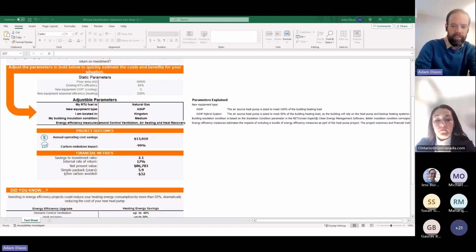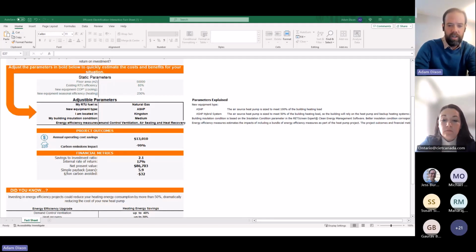99% of our carbon is reduced, because basically the only thing that would be accounted for here would be the hot water in our building. We have a 2.1 savings to investment ratio, so we're essentially doubling our money at the end of the project. An internal rate of return of 17%, which is very high. That's more what you would get as an interest rate on a credit card rather than a return on investment. So we have a net present value of $86,000, a simple payback of 5.9 years.